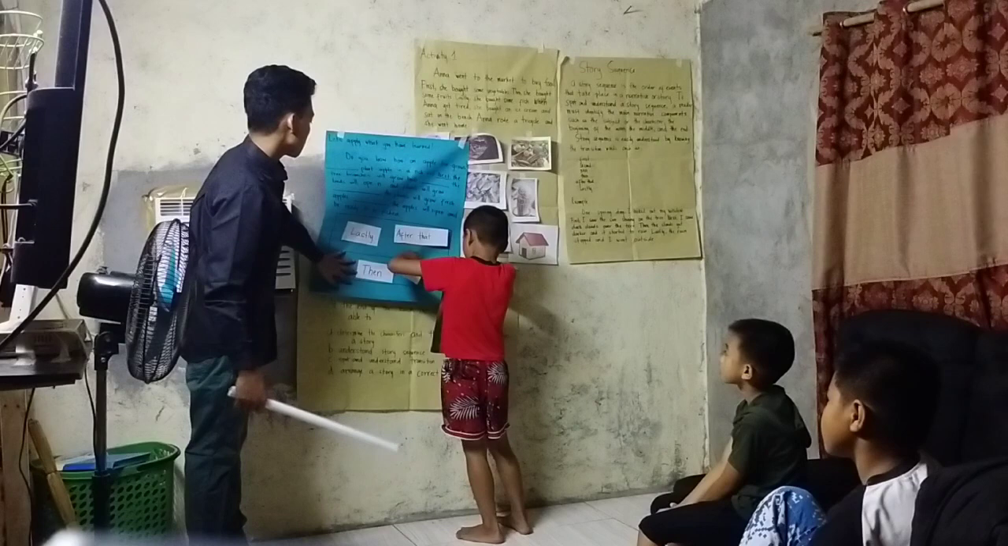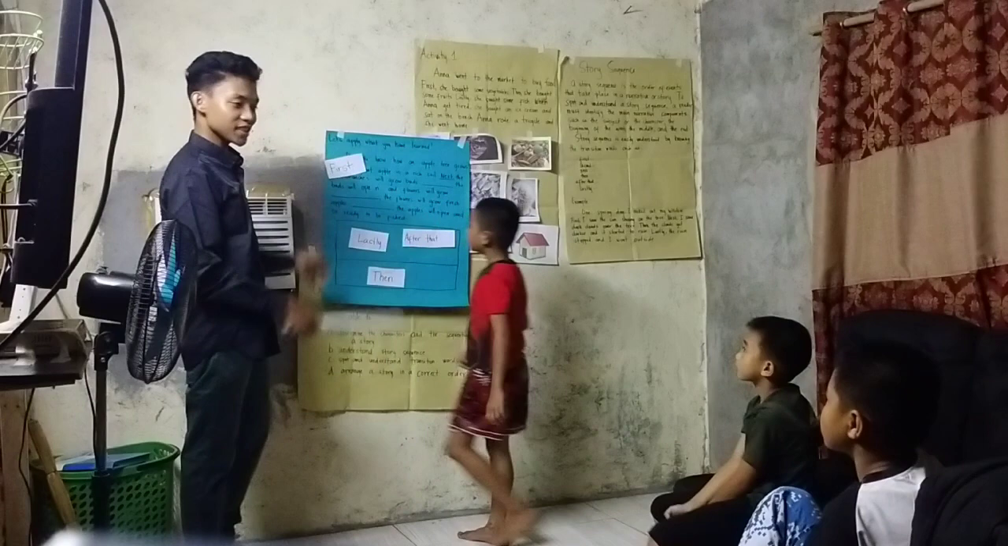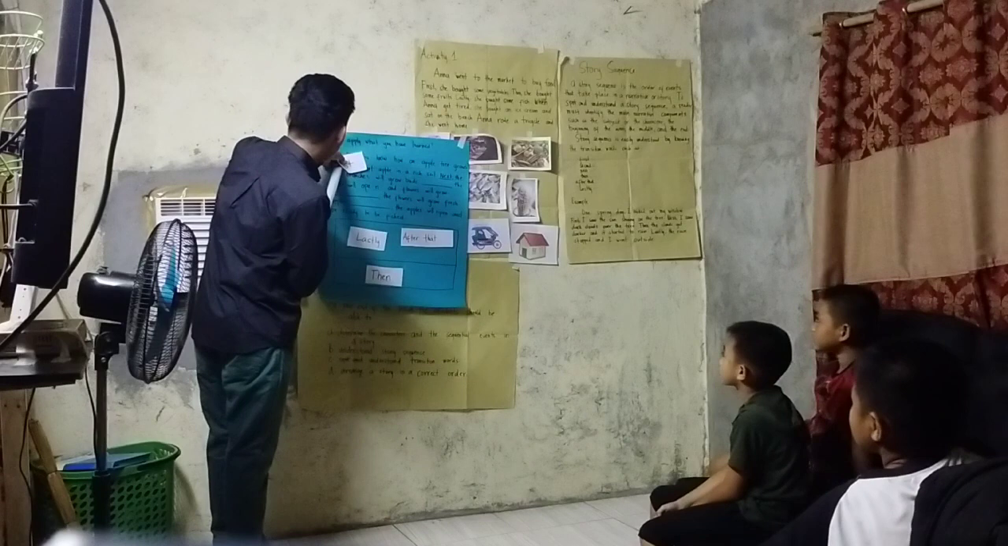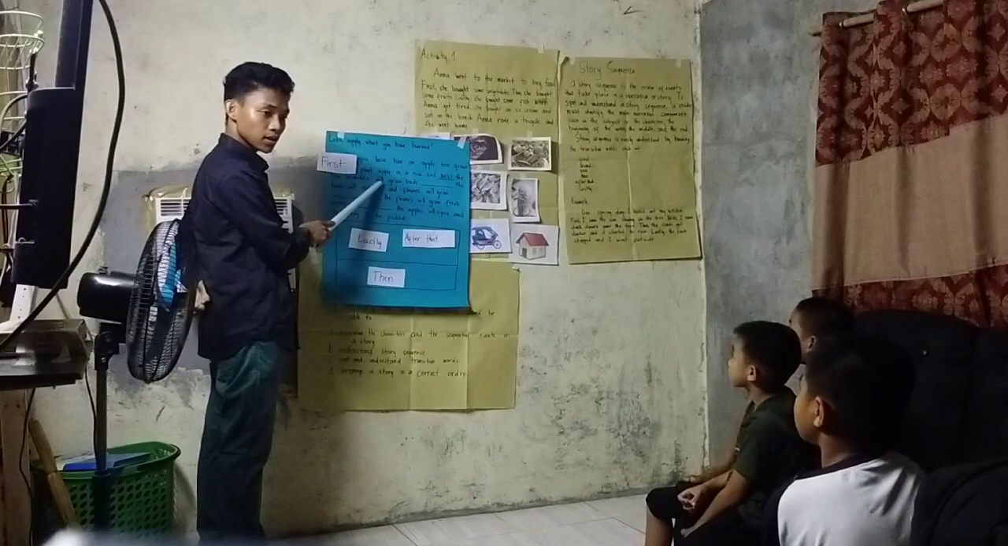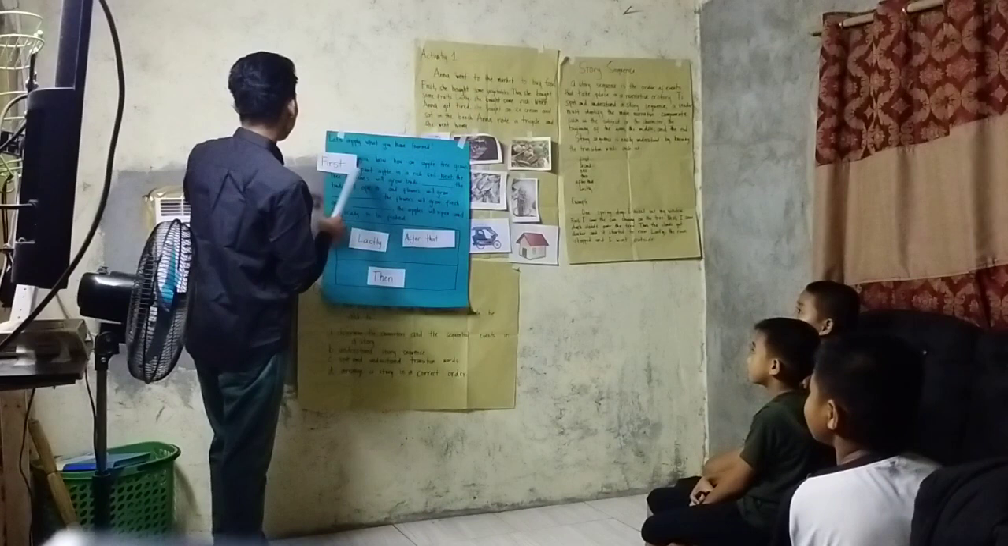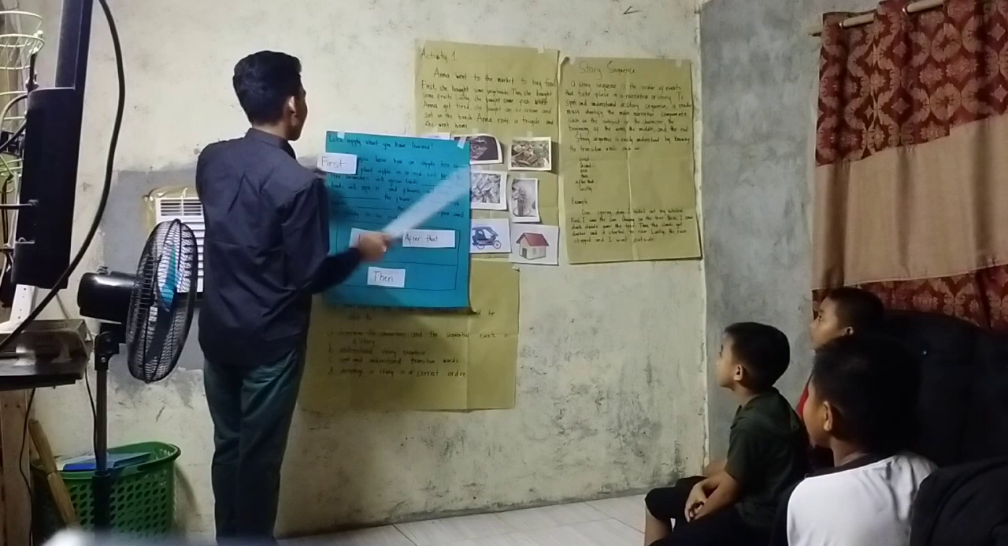Okay. First. Do you think this is correct? Yes. Okay, this is correct. Now, read it. First, plant an apple in a rich soil. What does it mean? Plant an apple in a rich soil. To plant. Very good. Plant what? An apple. Where? In the soil. So, very good. First, plant an apple in a rich soil.